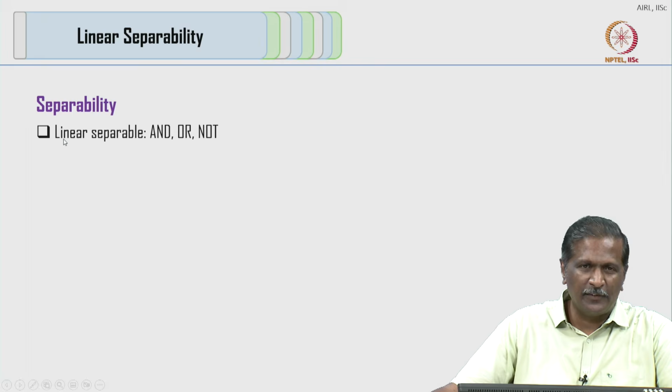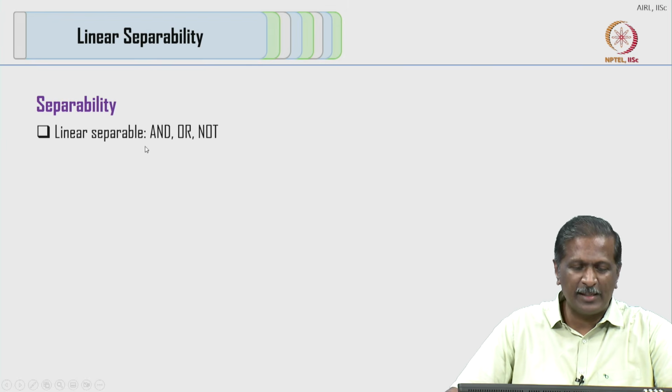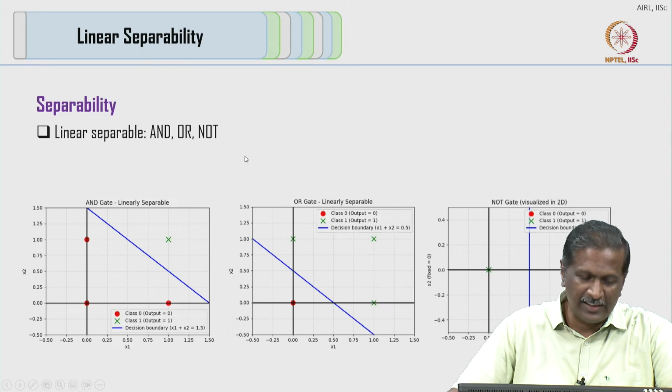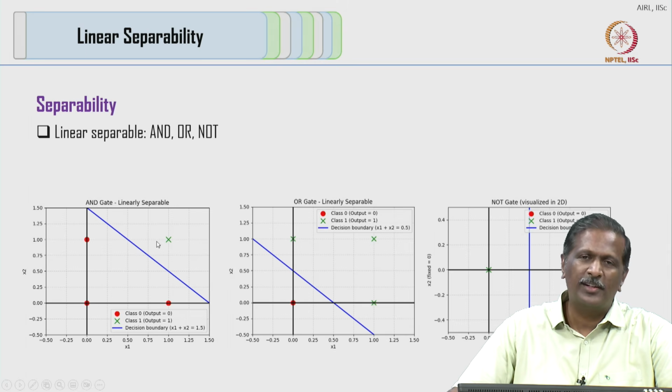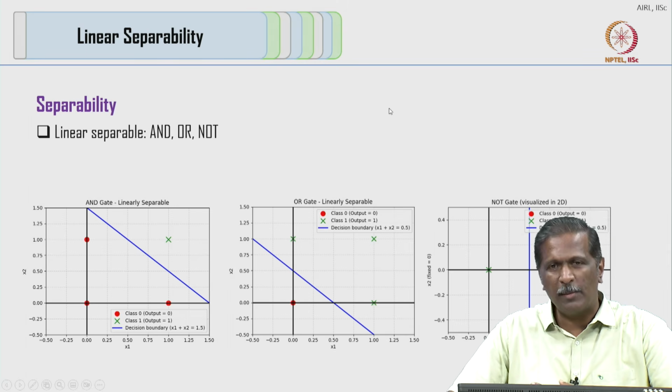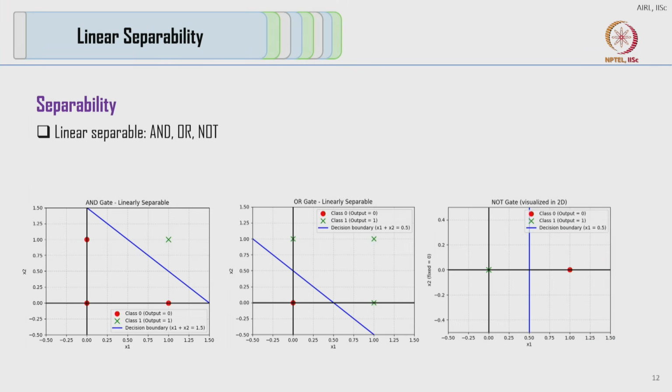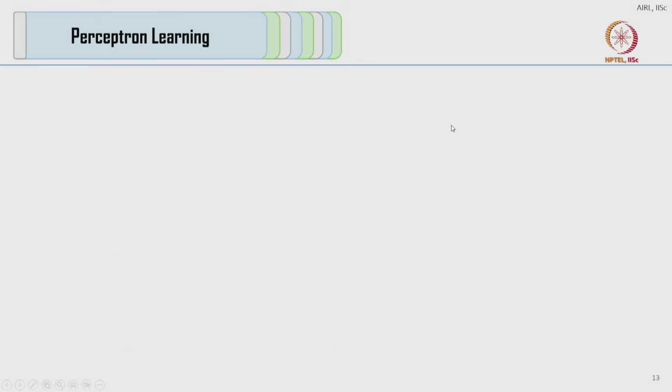If you look at the Boolean gates we have used, AND, OR and NOT are linearly separable. You can see I can always draw a straight line which can separate them into two groups. In a 2-dimensional plane it is a line. For the m-dimensional case you have a hyperplane which can separate the classes into two different categories.